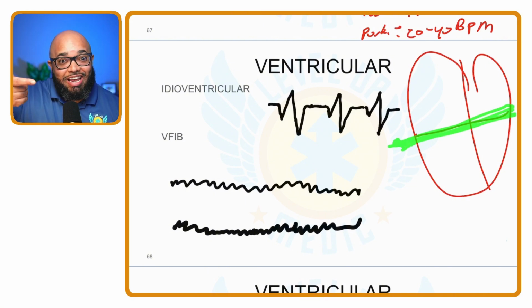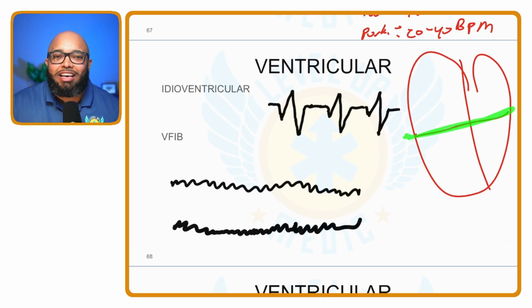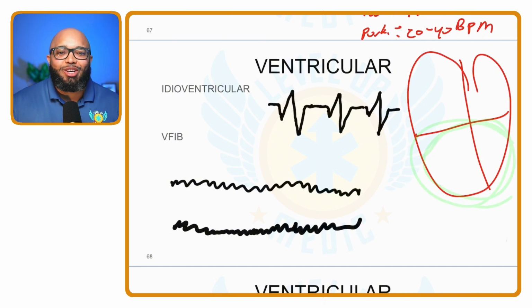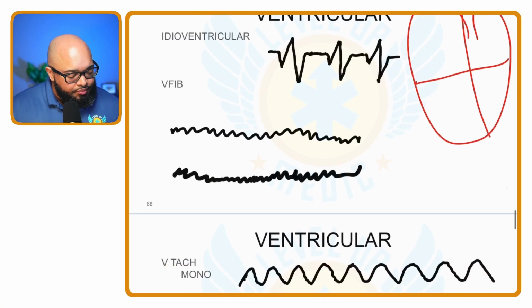If it's accelerated over a plain old junctional, what's the accelerated rate? That's going to be 60 to 100. And then, of course, junctional tachycardia is going to be greater than 100 beats per minute. All right, so now we've covered atria, we've covered the junction. Now we're down in the ventricles. You ready? All right, so this part is pretty quick.